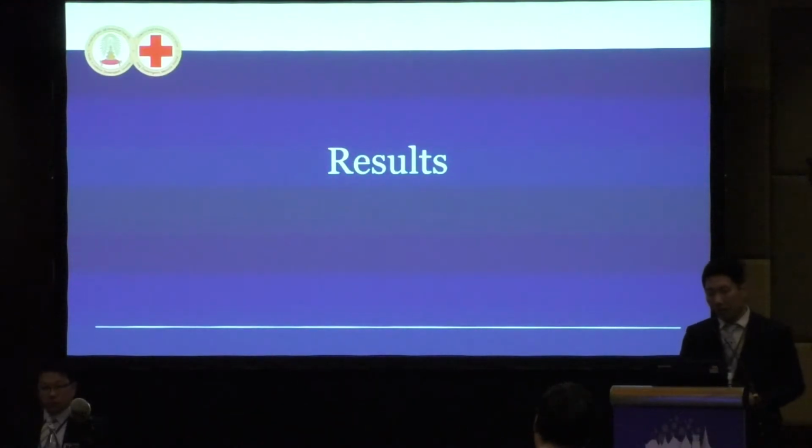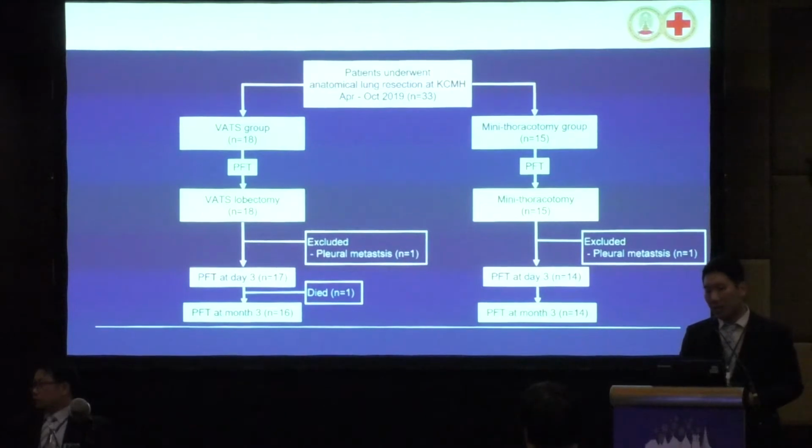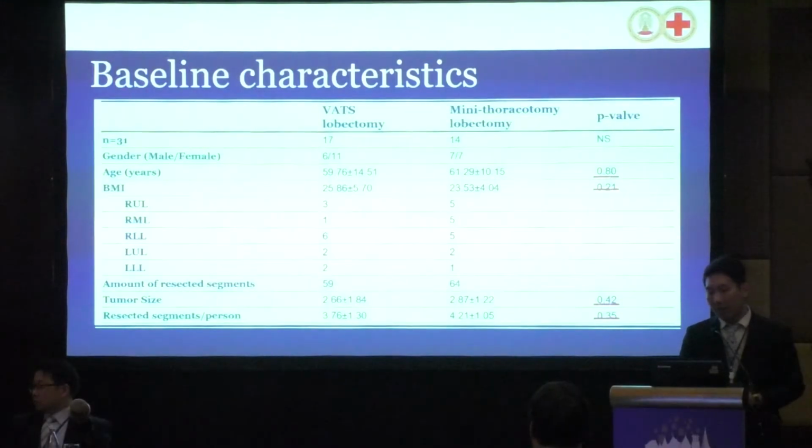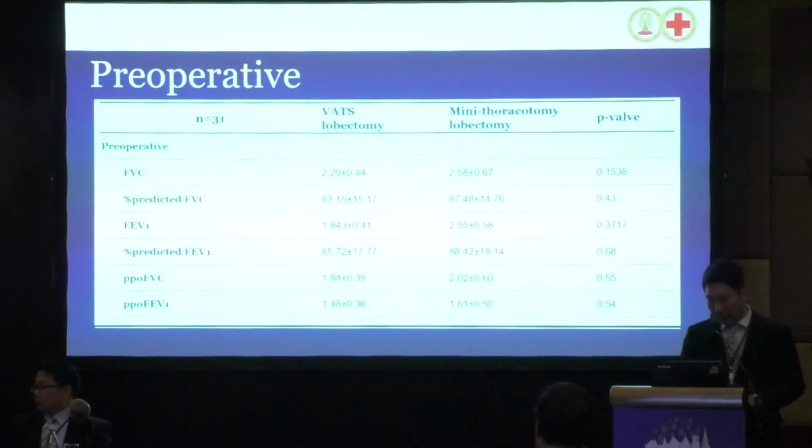Okay, and go to the results. In total, 33 patients were enrolled. 1 patient was excluded from each group because of advanced cancer stage. There are 17 patients in the VATS group and 14 patients in the mini-thoracotomy group, and 1 patient died during follow-up in the VATS group. For baseline characteristics, gender, mean age, BMI, tumor size, and resected segments per person are not different between both groups. The pre-operative pulmonary function shows that FVC, FEV1, PPO FVC, and PPO FEV1 are not different between both groups.